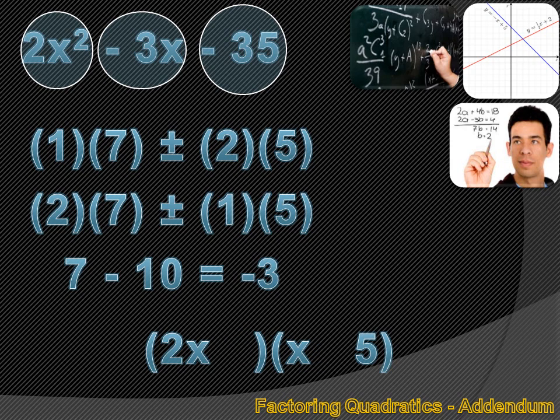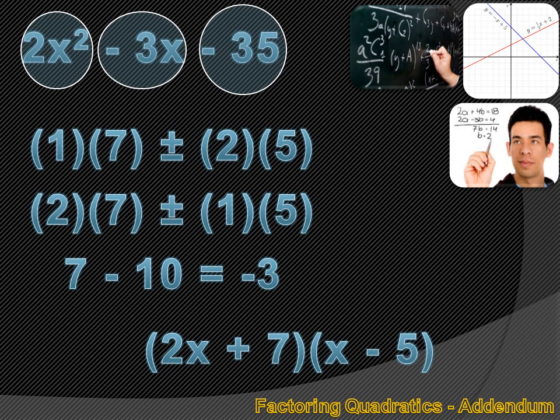So let's do that. I put my 5 on the right and my 7 on the left. I'm almost there now. I know that this is minus 35, so I know that either my 5 or my 7 is going to be negative and the other is going to be positive. But which is going to be positive and which is going to be negative? Well, my b term is minus 3. I need a negative result for 7 minus 10. In order to get that, my 5, which I'm multiplying by the 2 to get 10, my 5 has to be negative.